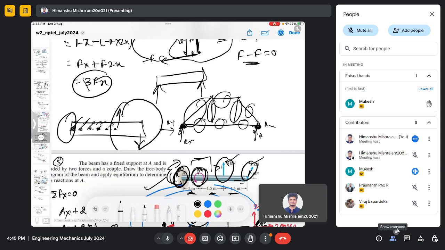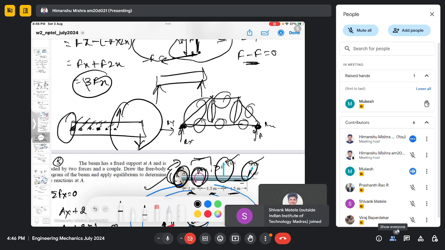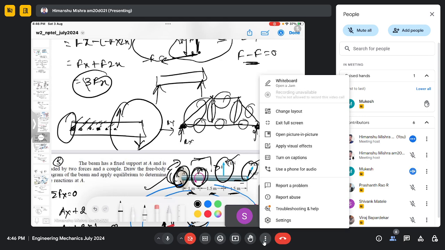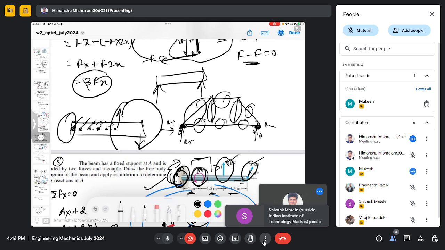So we can just consider that there is a moment which is acting. If a question states that a moment is acting, then we have to consider it as acting in the beam.